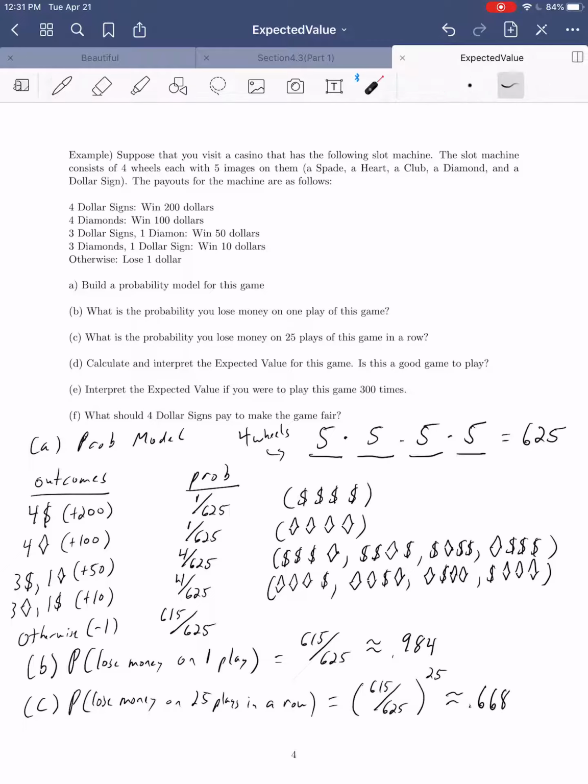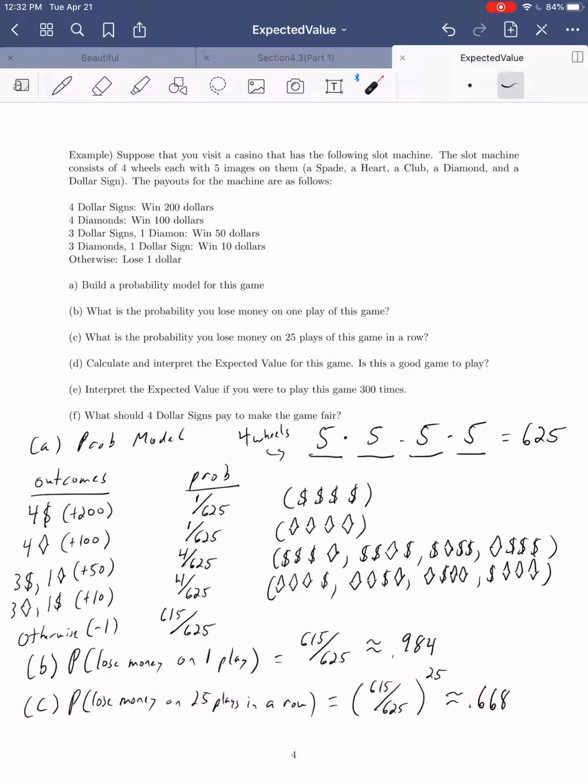So this is sort of scary about this machine. This tells us that there's about a 66.8, almost 67% chance that if you sat down and you played this thing 25 times in a row, you would lose every time. Now, does that mean that it's guaranteed to be a bad game? Not necessarily. We know that if you lost 25 times in a row and then you won this guy, that would be great. You'd lose $25, then you'd win 200. You'd be happy with that. So this doesn't necessarily tell us that this is a bad game, but this is not a good sign.